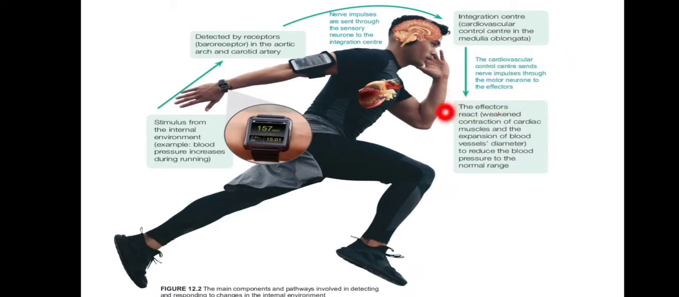So now the effector will react, weaken contraction of cardiac muscle and the expansions of blood vessel diameter. So this will reduce the blood pressure to normal range. So daripada sini, rangsangan dia, stimulus dia adalah the blood pressure increase during running. So apa yang terjadi, result dia di sini adalah to lower or to reduce the blood pressure to normal range. Okay, ini untuk internal environment.